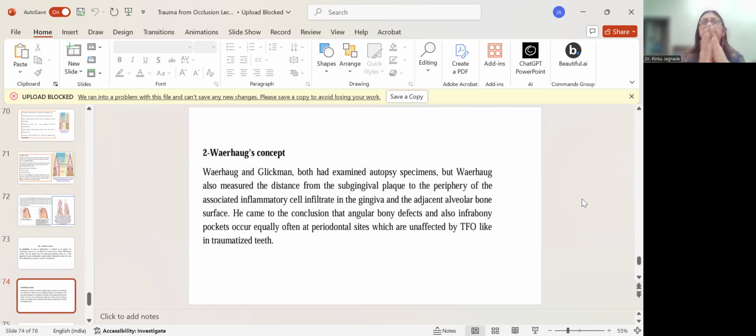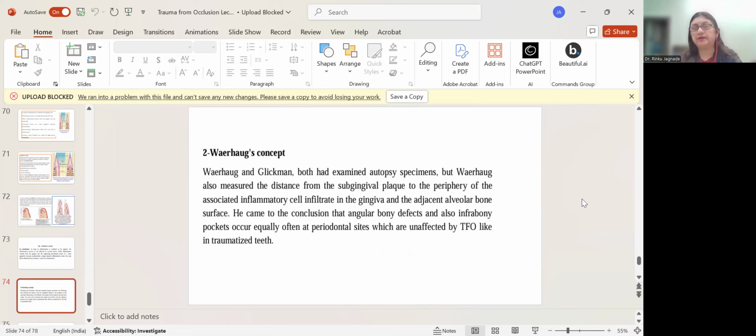So we have understood that Glickman divided the tooth into two zones: zone of irritation and zone of co-destruction. Zone of irritation is confined to marginal gingiva, whereas zone of co-destruction constitutes the periodontal ligament fibers, cementum, alveolar bone. So as long as, suppose, the zone of irritation is not affected by trauma from occlusion. When the gingivitis proceeds to periodontitis, what happens?